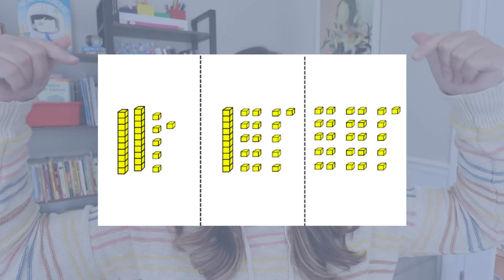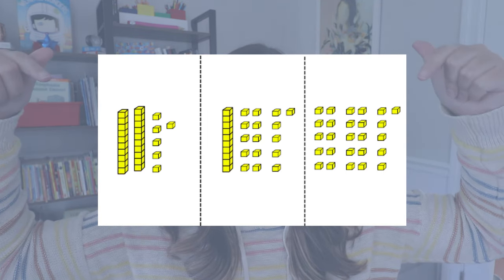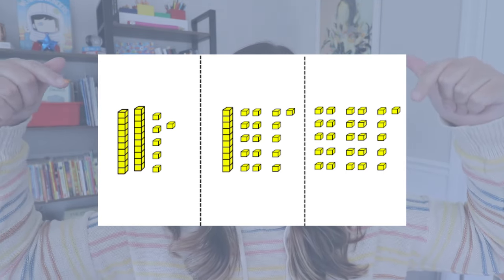And even if they didn't, that's your next step. You're going to say, is there another way using your base 10 blocks in front of you that we could show the number 26, and see what they say? Usually the last way they find is that one where you have one rod and 16 ones. So here would be the three ways that your students could represent the number 26 using base 10 blocks.